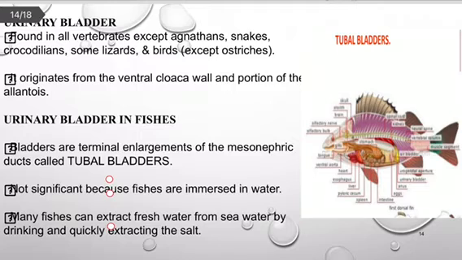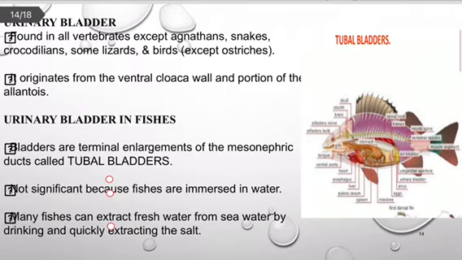How does the urinary bladder in fishes look? Can you take a look at this diagram? You appreciate how the urinary bladder in fishes looks. It's actually a tubal bladder, as you can see in the diagram. The bladders in fishes are terminal enlargements of the mesonephric ducts, and these are called tubal bladders. So you don't have just one, you have a number of them.